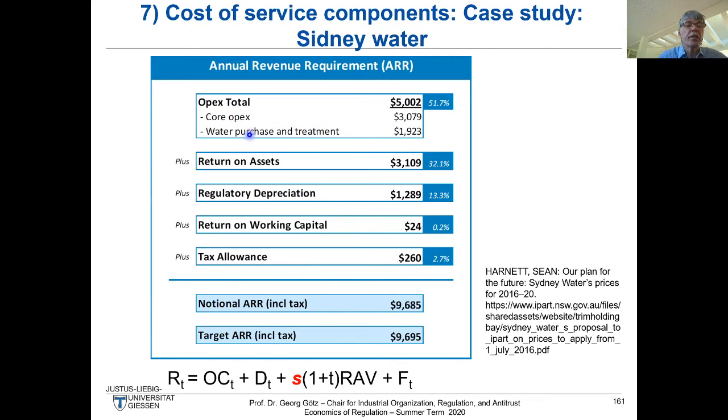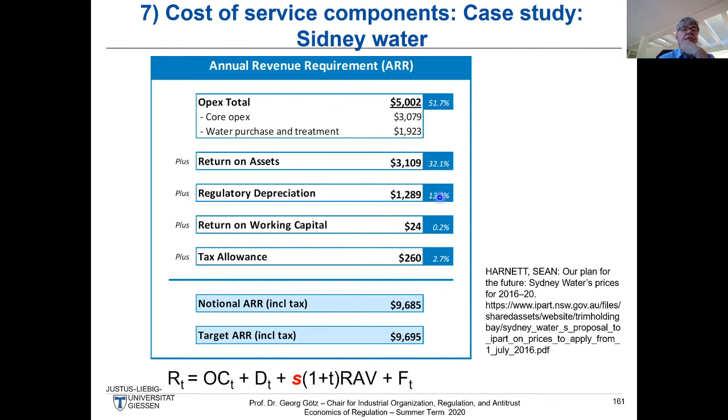And you see it's made up of OPEX, operating expenditures, like core assets would again be personnel and some materials and so on. And then with water, of course, the purchase of water seems to be very important in Australia, which is also an important part. So this would be almost 2 billion Australian dollars. And you see OPEX is about 50% of all cost, and then a third of the cost is the return on assets.